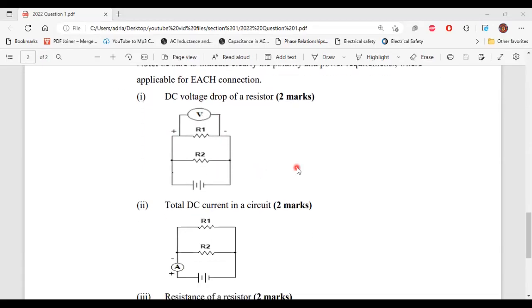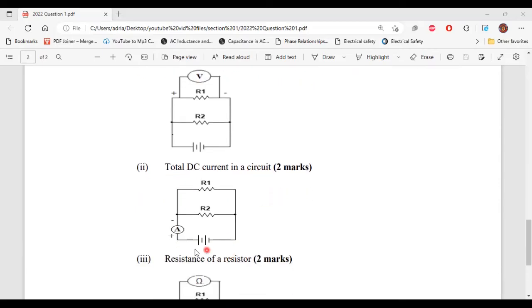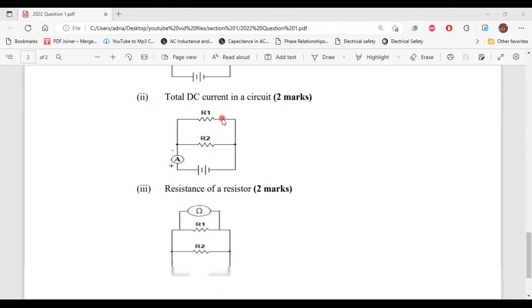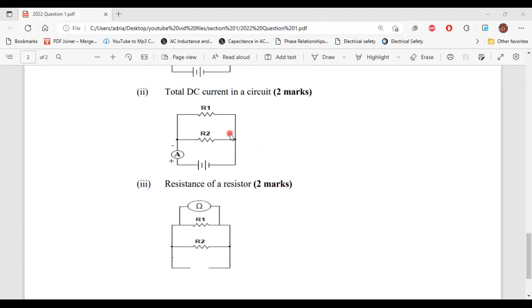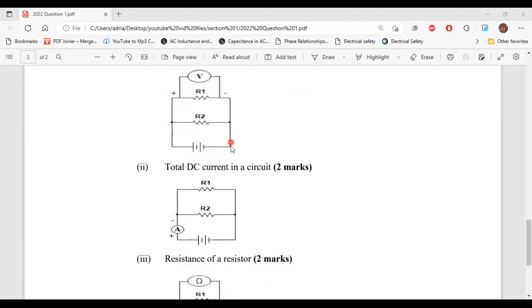For part 2, it says total DC current in a circuit. Now, for this circuit, I have the meter connected before the source, so that way it will be able to measure the total current flowing from the source through the circuit. Also, the polarities are there. All right, so that's it for part 2 of C.